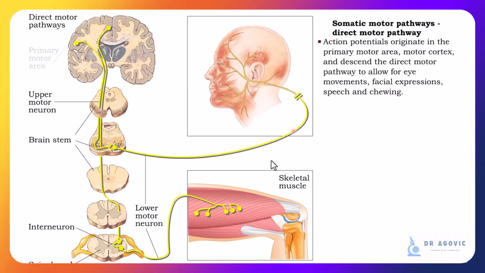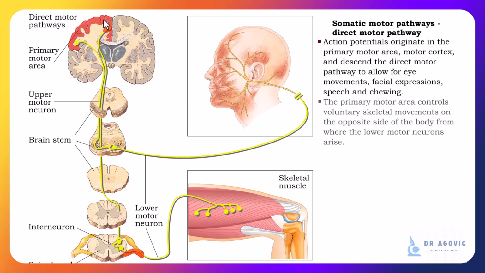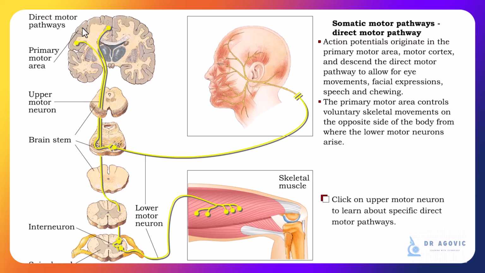Action potentials originate in the primary motor area, the motor cortex, and descend in the direct motor pathway to allow eye movement, facial expression, speech, and chewing. The primary motor area controls skeletal muscle movement on the opposite side of the body.